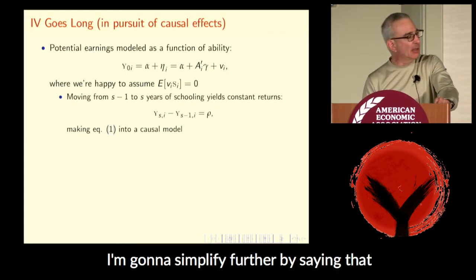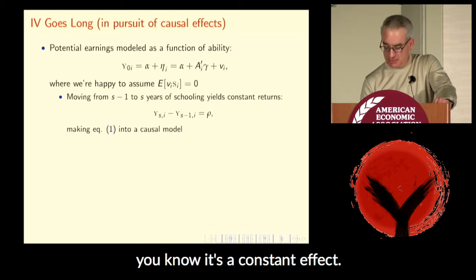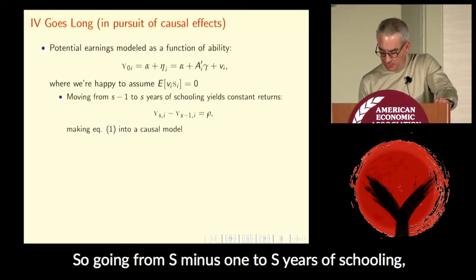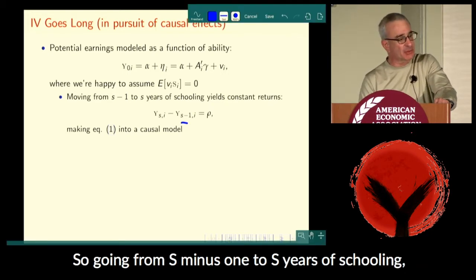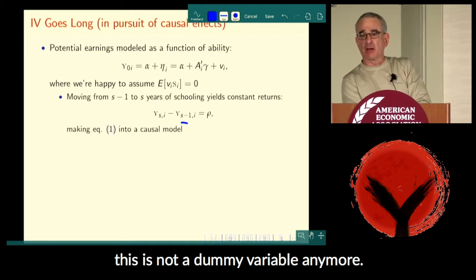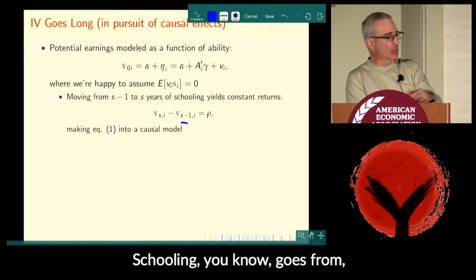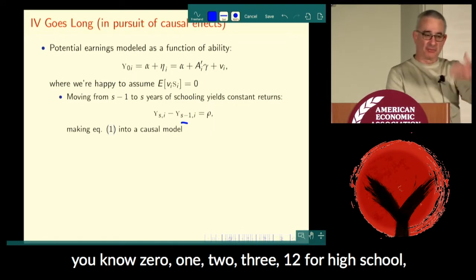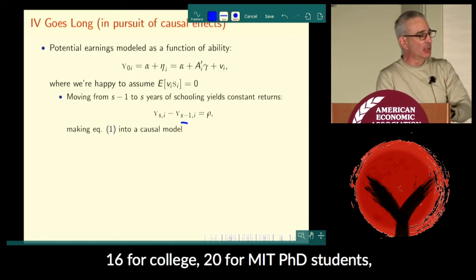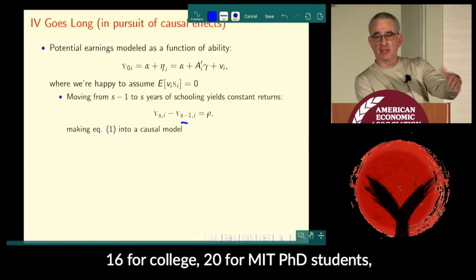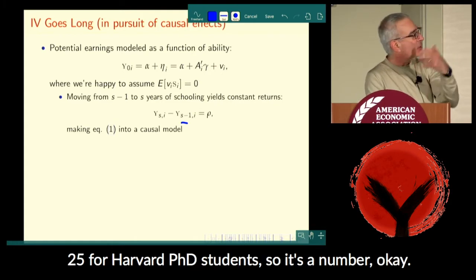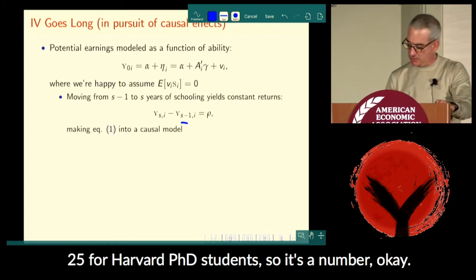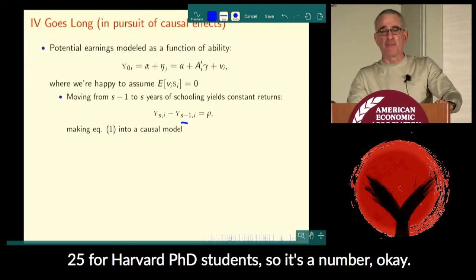I'm going to simplify further by saying that it's a constant effect. So going from S minus 1 to S years of schooling. This is not a dummy variable anymore. Schooling goes from 0, 1, 2, 3, 12 for high school, 16 for college, 20 for MIT PhD students, 25 for Harvard PhD students. So it's a number, okay?